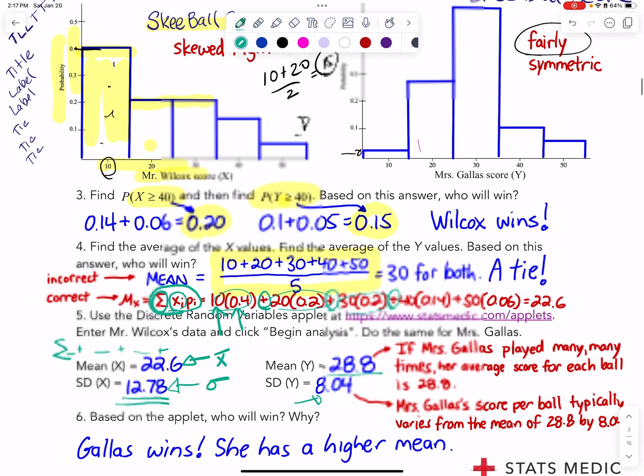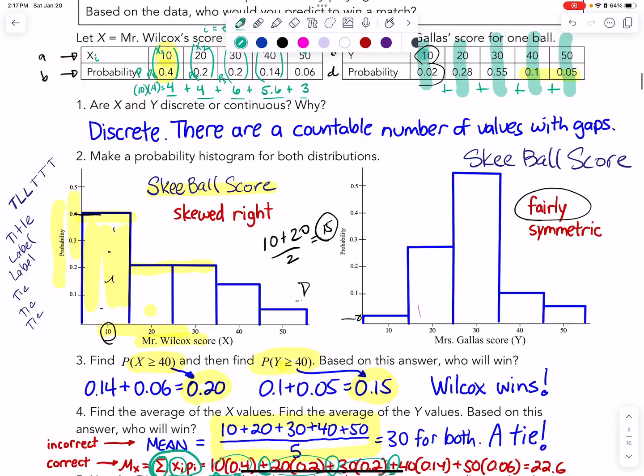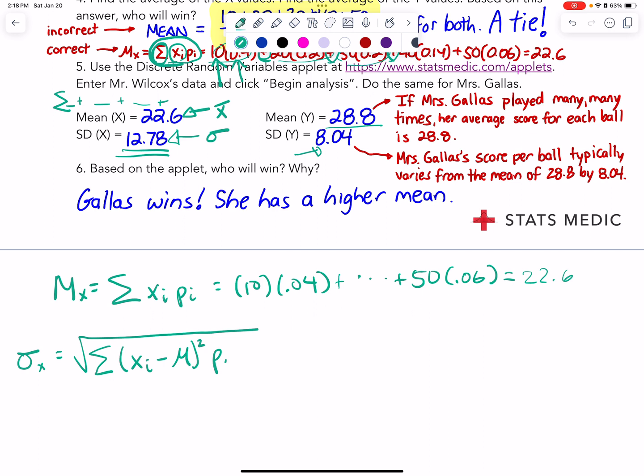All right, so how to do this by hand is you saw the formula that I just showed you for the mean was this symbol here, x i, where you did 10 times 0.4 plus the next one, plus the next one, plus the next one, plus the next one, times the last one, 50 times 0.06, and you got 22.6. The standard deviation, this is a really other goofy formula, and it's another summation, so you're going to add things up again. But now you're going to get each x minus the mean squared times the probability.